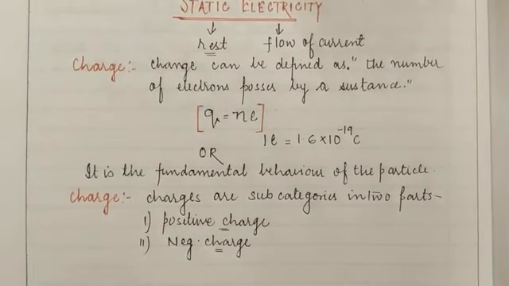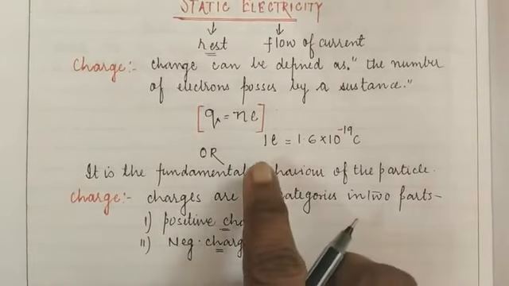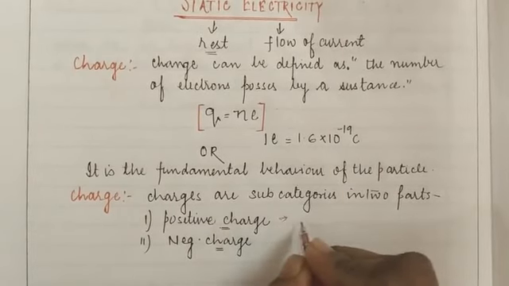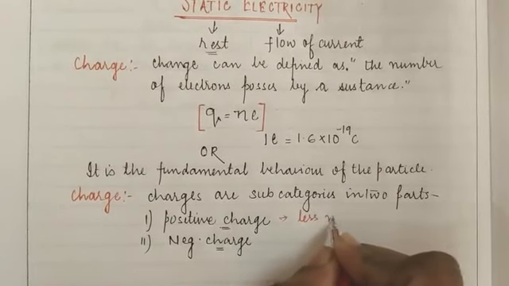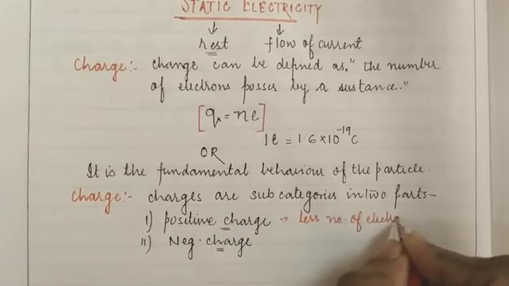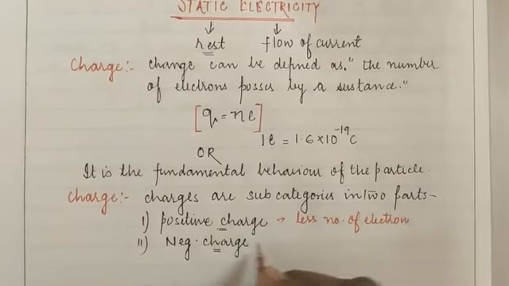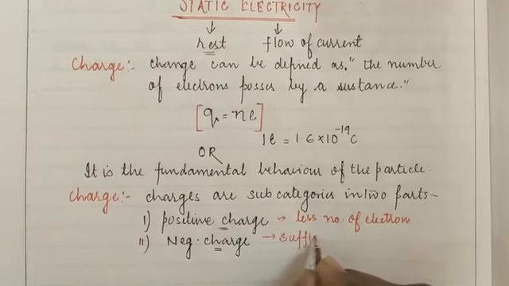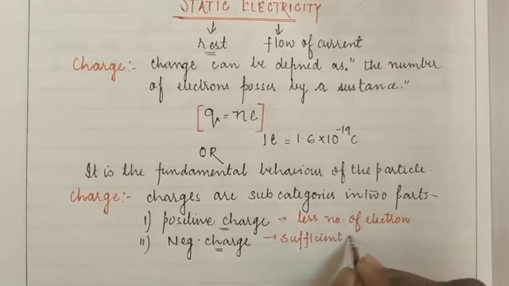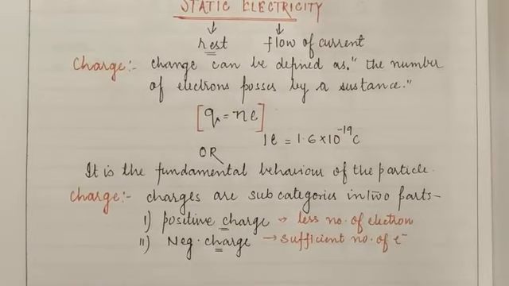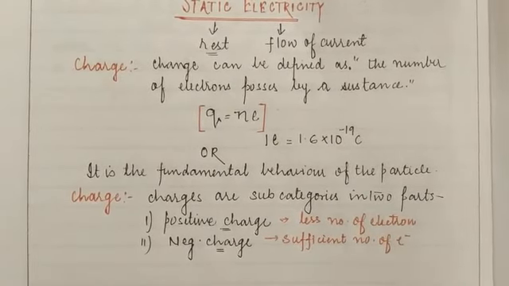Students, if any material has some number of electrons, then it is said to be a charged particle. Positive charge means a material which has a lesser number of electrons. Any material which has a lesser number of electrons is said to be positively charged, whereas a material which has a sufficient number of electrons is said to be a negatively charged particle or negatively charged ion.